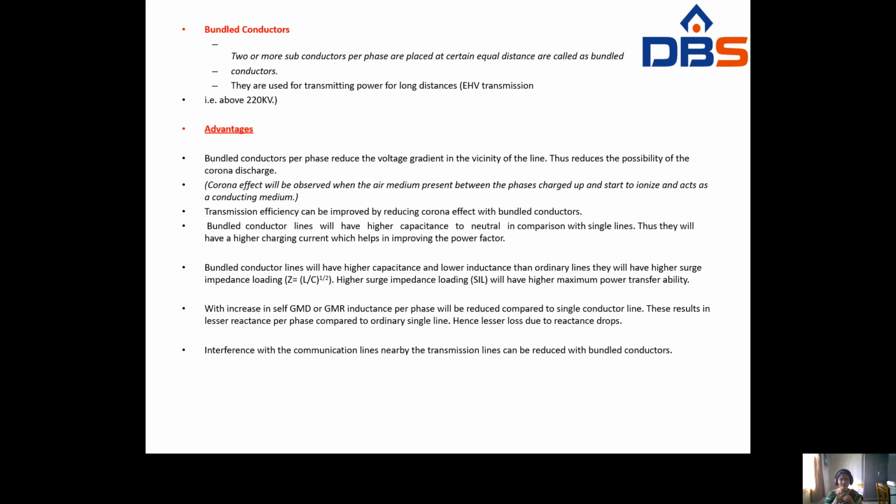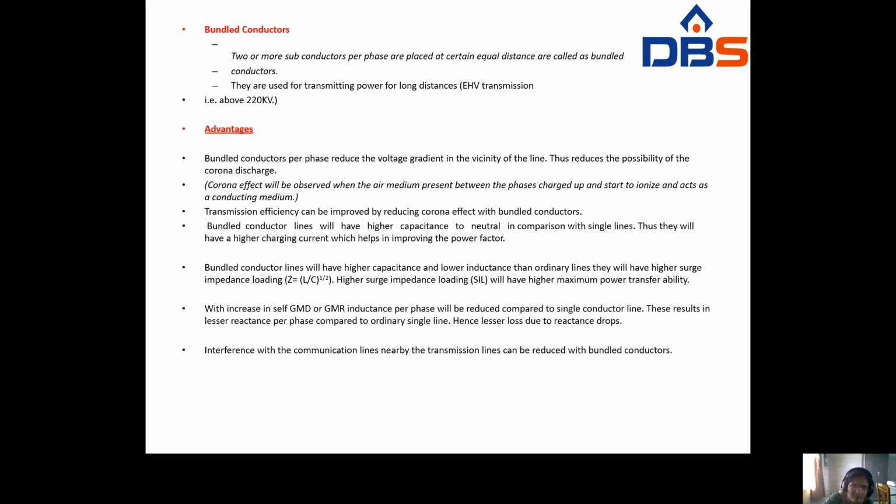Corona effect is observed when the medium present between the phases charges up and starts to ionize, acting as a conducting medium. Whenever the air medium present between the R, Y, B phases charges up and starts to ionize, that ionization of the air around the wire is nothing but the corona.